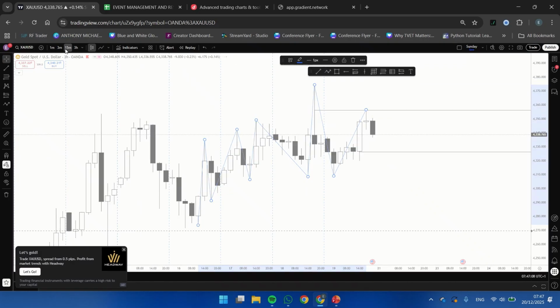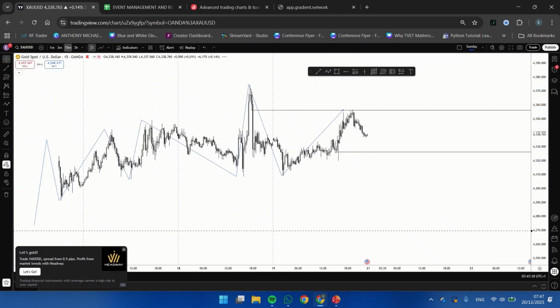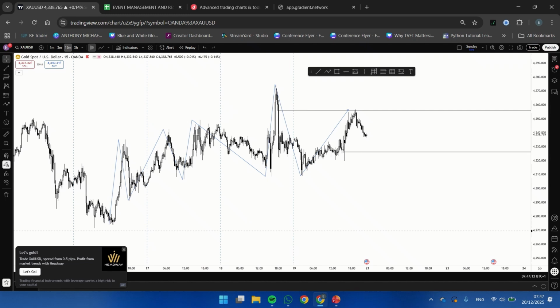So if you go to the 15 minutes, you see what I'm talking about. Do you see it? This is what I was talking about. So I will look for which one price is doing first. Then the second one is I will mark my key levels and important candles on supply and demand zones.